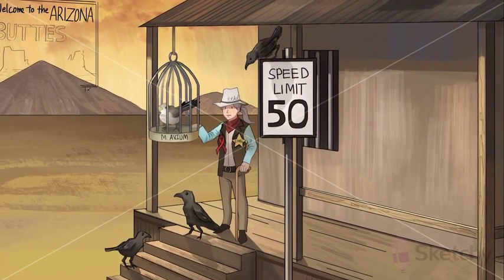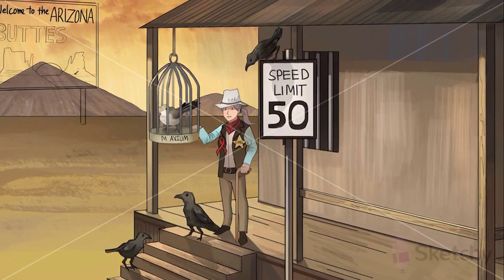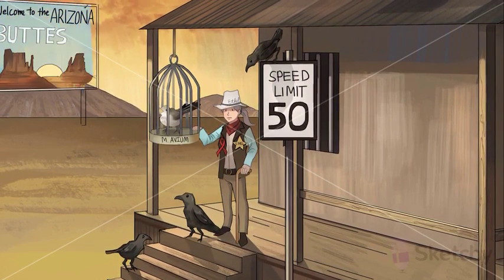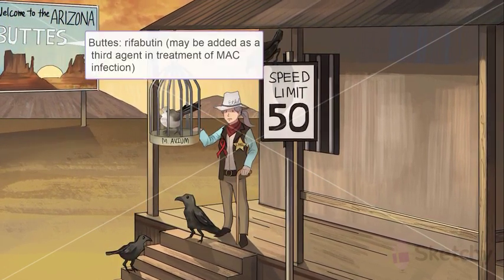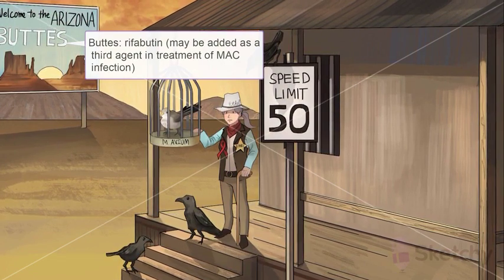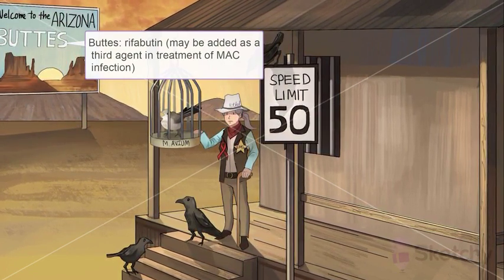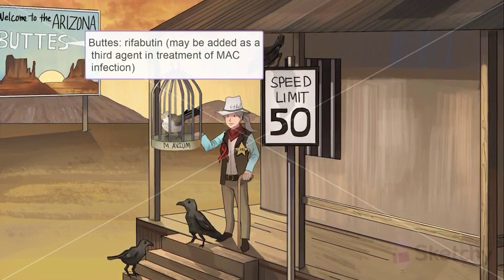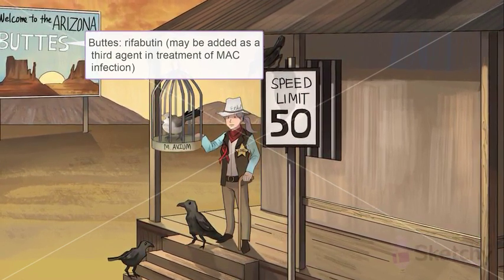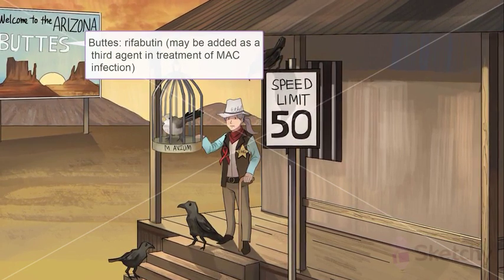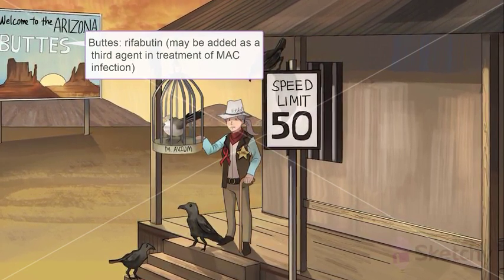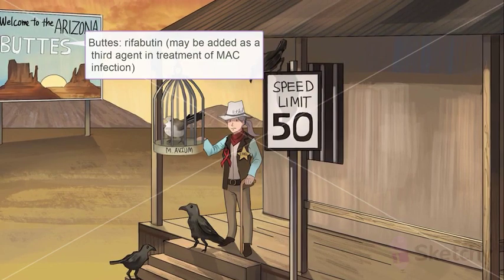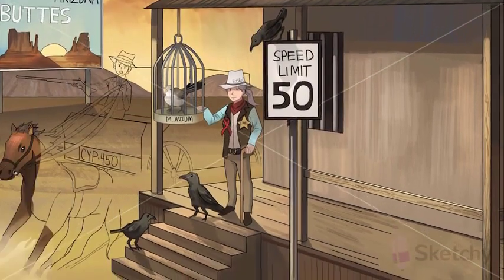When treating M. avium complex, a third agent is sometimes recommended, especially rifabutin. Rifabutin is related to rifampin and has similar activity. Recall the rifampin rifle expert from our tuberculosis sketch. Well, rifabutin will be represented by the billboard welcoming travelers to the Arizona Buttes. Take a look under the billboard.